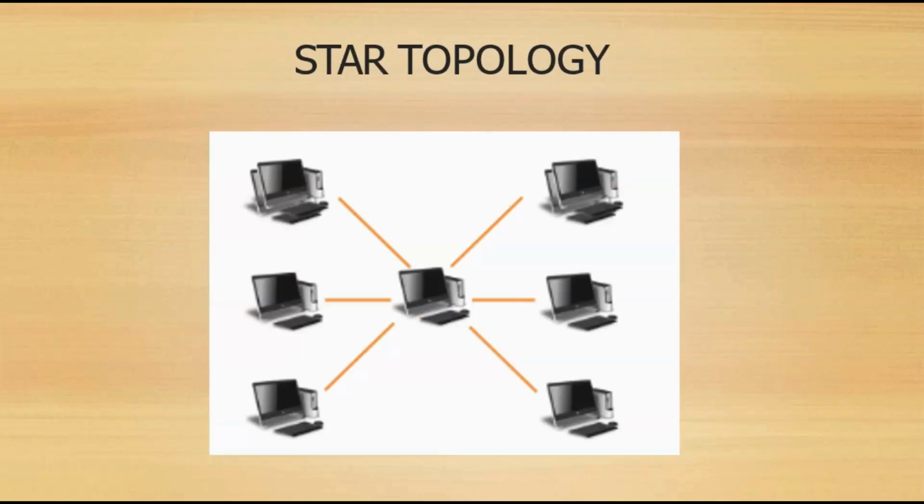So this is the picture of star topology. This is called a hub. This central computer is acting as a hub or a switch. Each computer is sending messages to this computer. After that, the hub or a switch will decide to which computer it needs to send the messages.